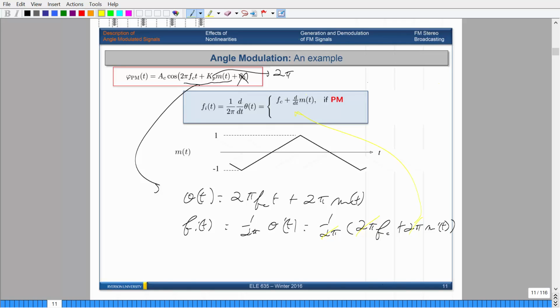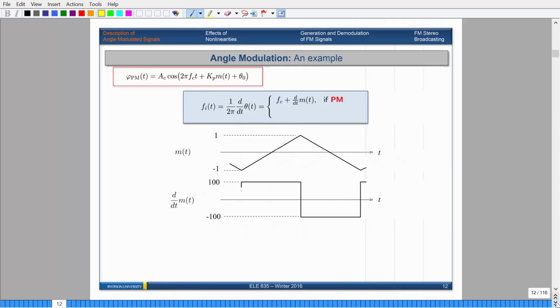So we have fc plus m prime of t. If you wanted to draw the wave over time, this is telling you that at any point in time, the frequency is equal to just the carrier itself, plus whatever the derivative of the message signal is at that point. Okay, so how exactly would that work? Before we do that, let's sketch what the actual derivative of the message is. Remember, in between any line segment, you will see that it's either a slope of 100 or minus 100. So that makes sense.